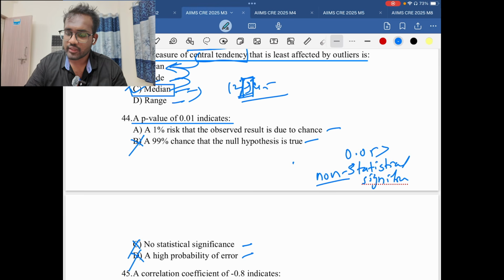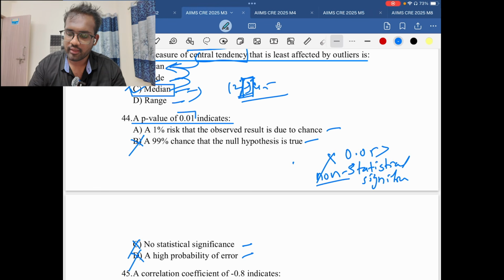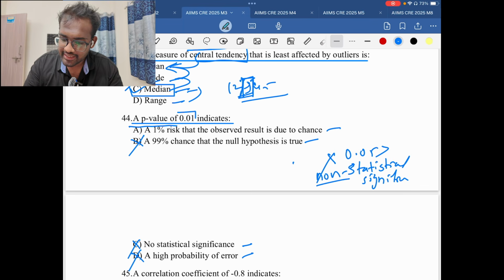If the p-value is less than 0.05, we reject the null hypothesis. If it is more than that, we accept the null hypothesis. Here the number is 0.01, so the answer will be A: a 1% risk that the observed result is due to chance.